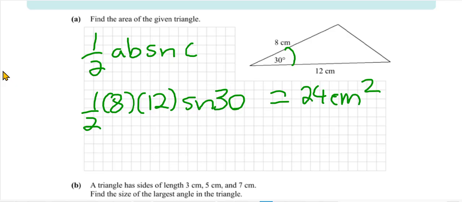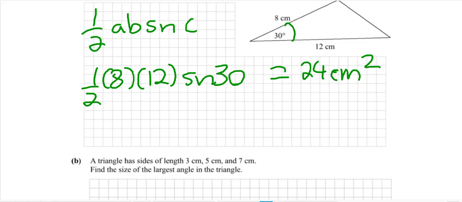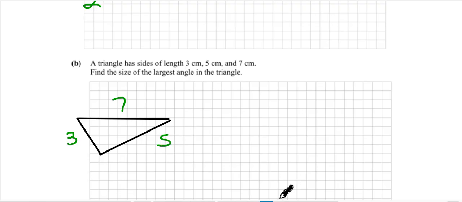Okay. Wait, I didn't get the last question. I'll just write it down. A triangle has sides 3, 5, and 7. So you can be 3, you can be 5, you can be 7. Who's the largest angle? Which one has to be the largest angle? Red, purple, or black? It's not meant to be a right angle. Red. Is that okay? Now red's the largest angle.